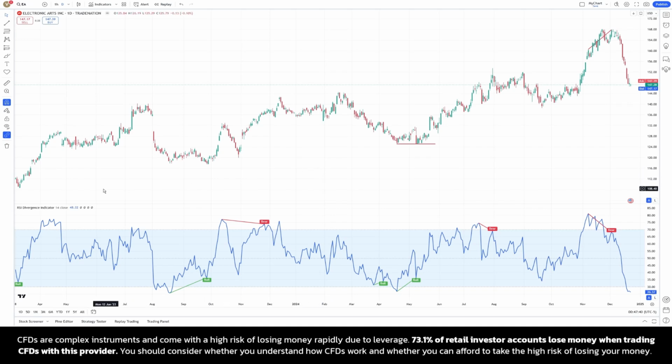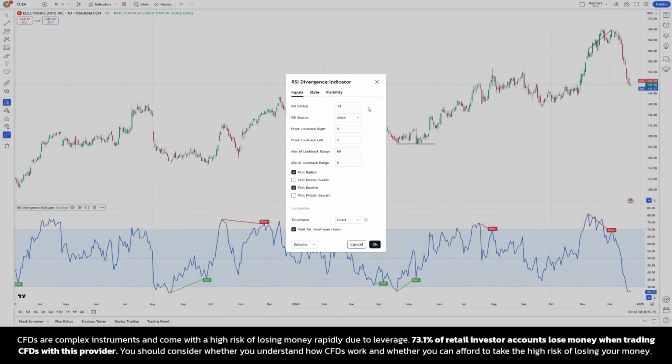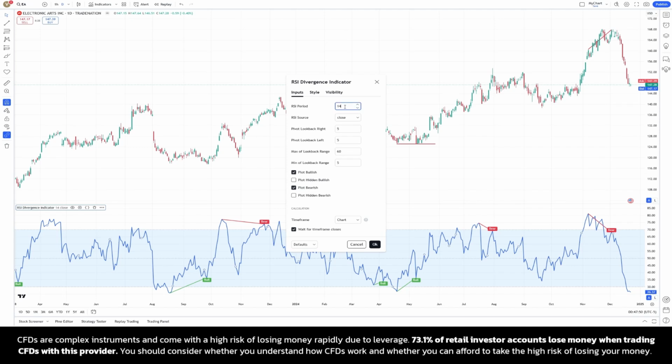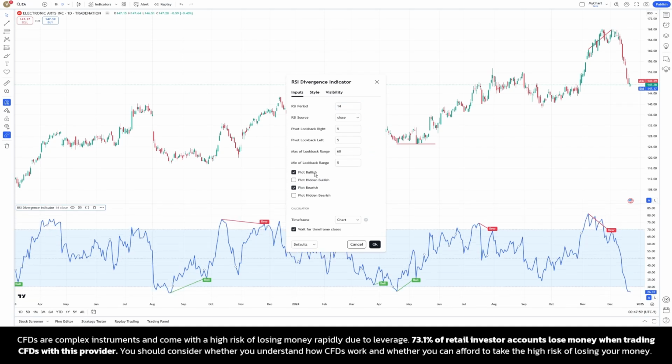Customization of the indicator involves adjusting the RSI period, which defines the number of price bars used to calculate the RSI. The default period is typically set to 14, but traders may adjust it to suit their strategy. Furthermore, traders can adjust the lookback ranges and enable hidden bearish and bullish divergence signals.